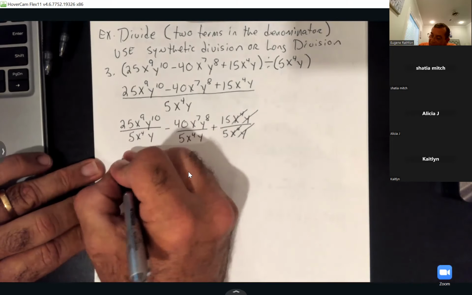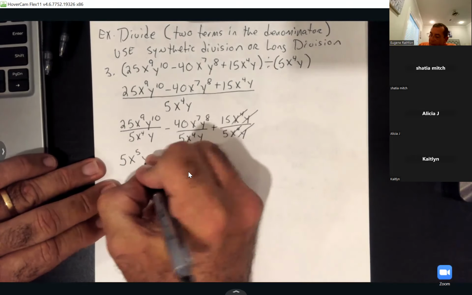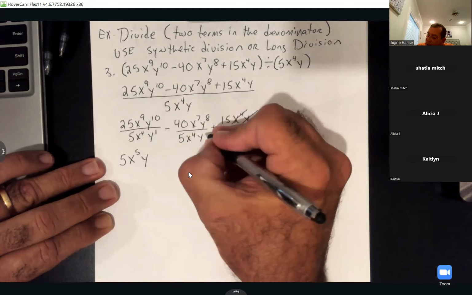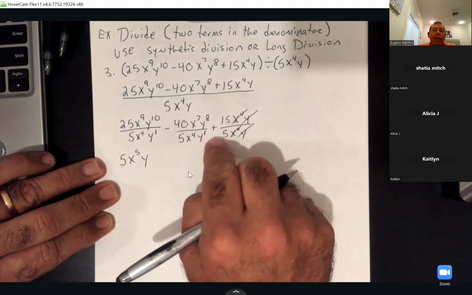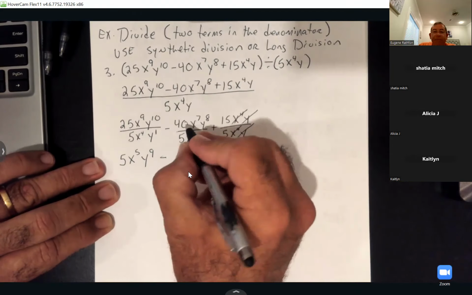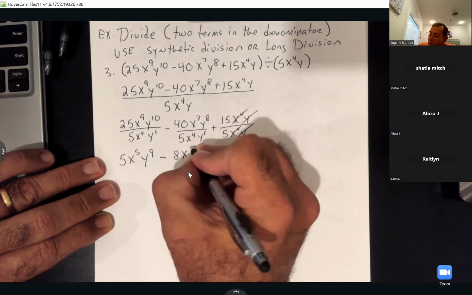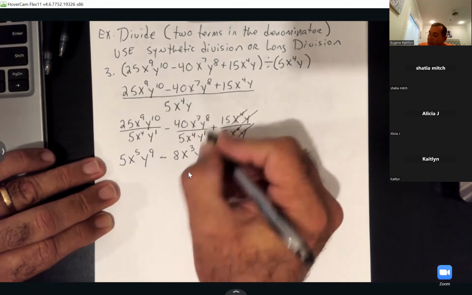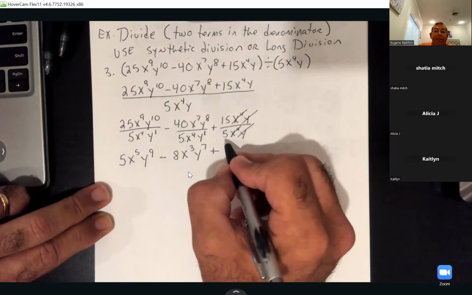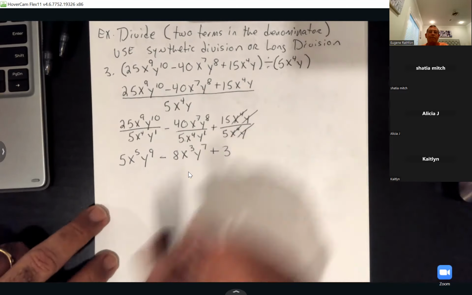25 divided by 5 is 5. On the x's, 9 minus 4 leaves me 5. On the y, 10 minus 1. Remember, if there's not an exponent by the variable, we treat it like a 1. So 10 minus 1 will leave me 9 on that one. Minus 40 divided by 5 is 8. X, 7 minus 4 leaves you 3. On the y, 8 minus 1 leaves us 7. Then at the end, 15 divided by 5 gives me 3. My x is canceled and my y is canceled.